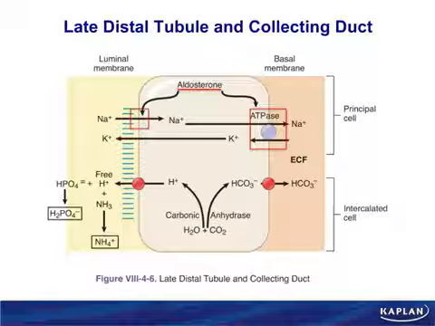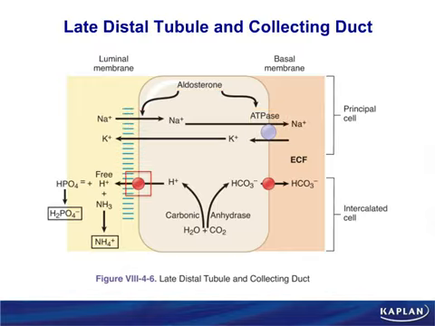Now we're going to talk about the intercalated cell. So here's your intercalated cell. The intercalated cell contains proton channels. When you increase the negative charge in the lumen, you increase secretion of protons. So, therefore, one of the effects of aldosterone is to increase secretion of protons by the intercalated cells.